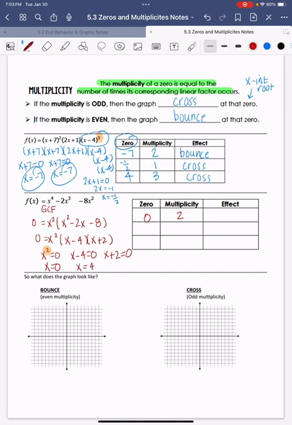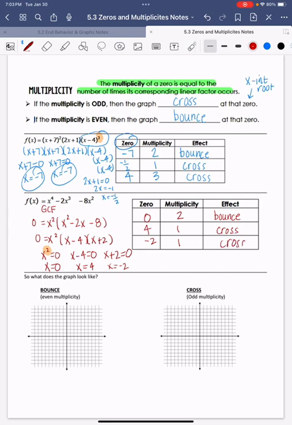Add 4. The 0 is going to be 4 with a multiplicity of 1. And then subtract 2. And the multiplicity is going to be 1. So the effect is going to be: bounce, even bounces, odd crosses.